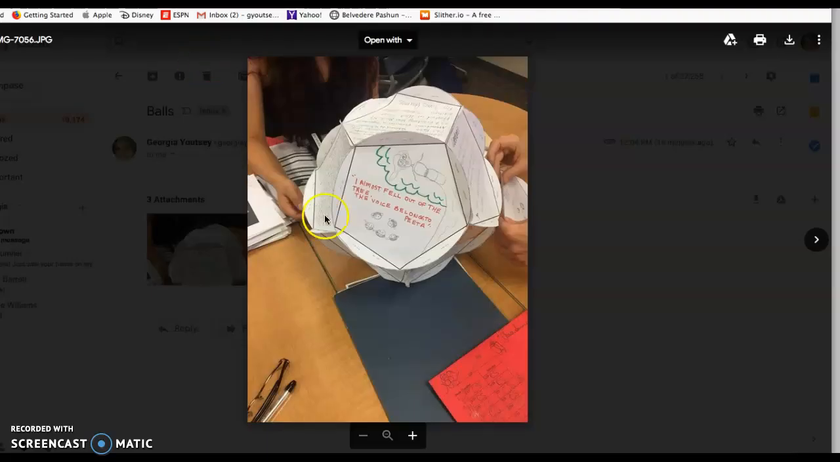So let's see, here is one of them. Your ball should be 12-sided. You can see here that the content is within this section here, and then the outside tabs are used to fold up and staple together.